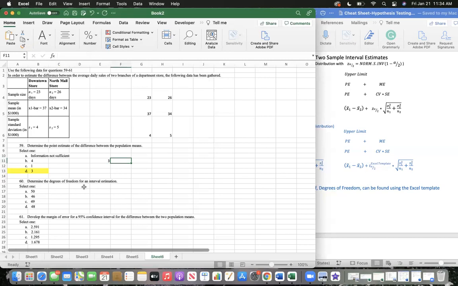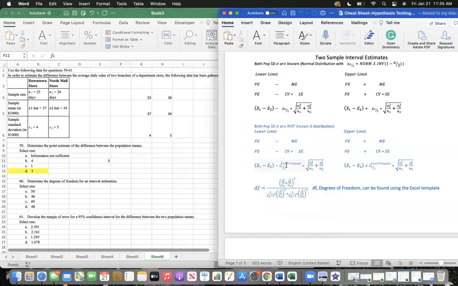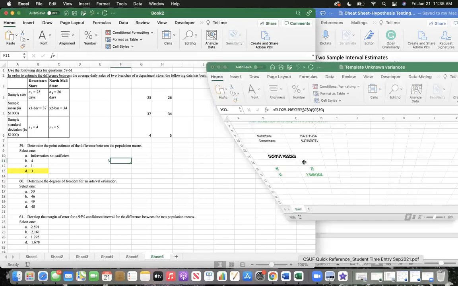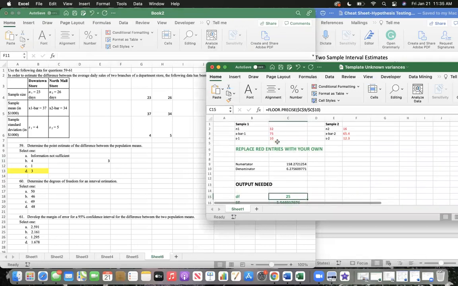Determine the degrees of freedom for an interval estimation. All right, so since population standard deviation is not known, meaning we have sample standard deviation, you can see right here, we need to use the Excel template, the template for unknown variances. So I'm going to pull that up right here. And what we're going to do is we're just going to fill in these values.